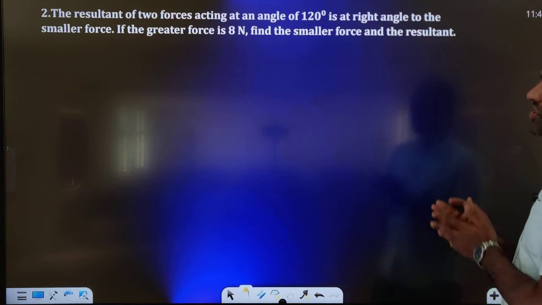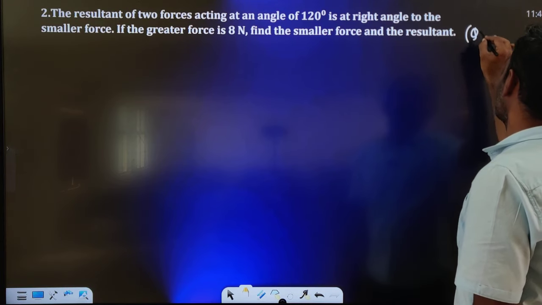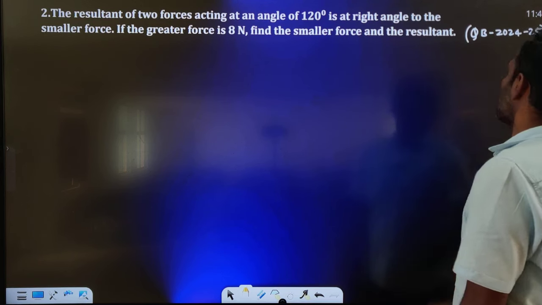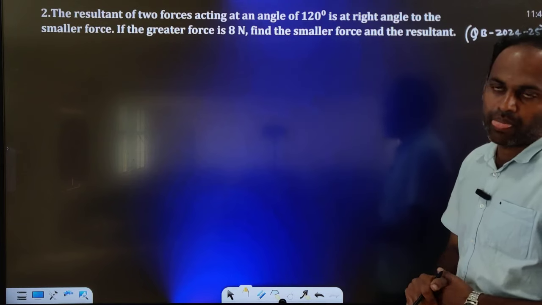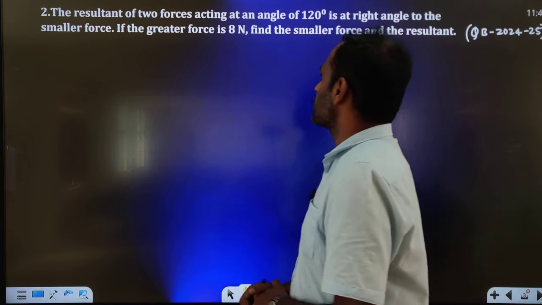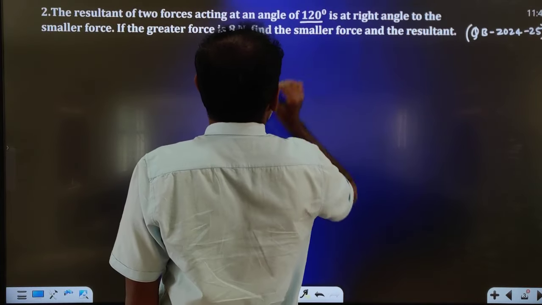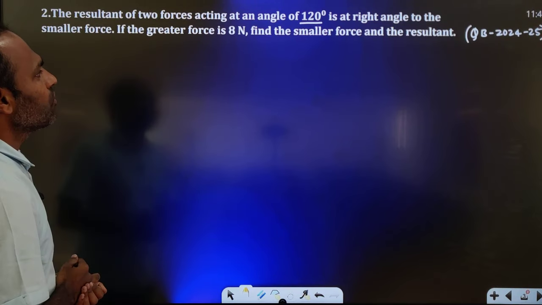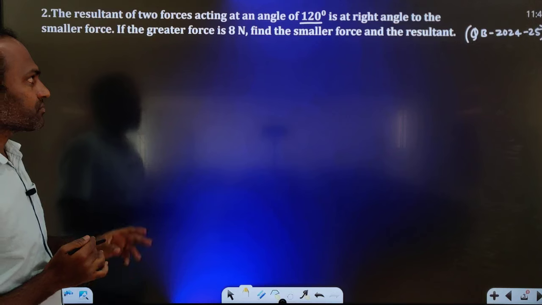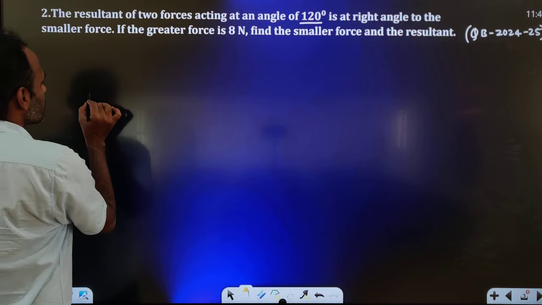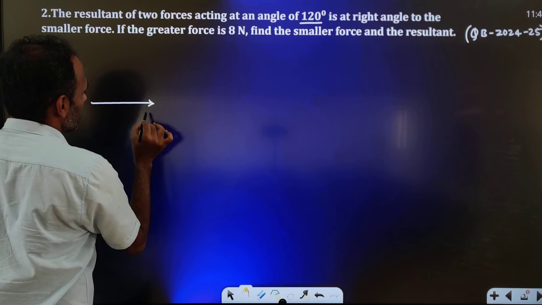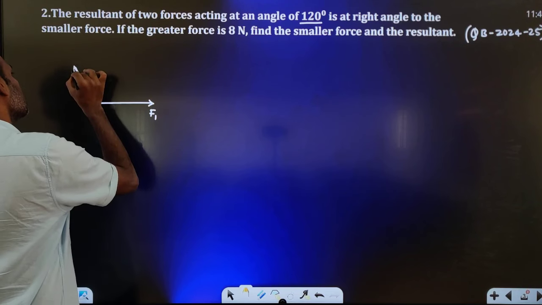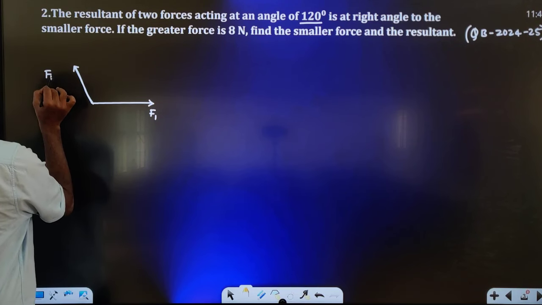This question is from the question bank released by the board for the academic year 2024-25. This is the 5 mark numerical from the question bank released this year. The resultant of two forces acting at an angle 120 degree is at right angle to the smaller force. If the greater force is 8 Newton, find the smaller force and the resultant. So here we have two forces, F1 and this is F2.